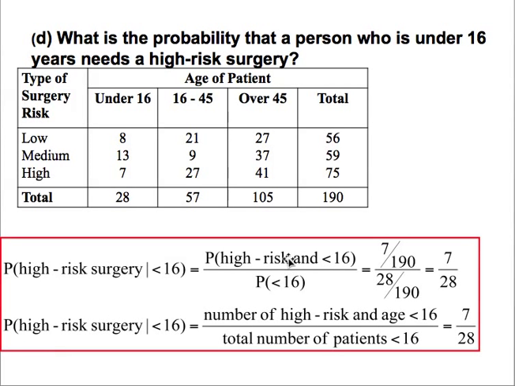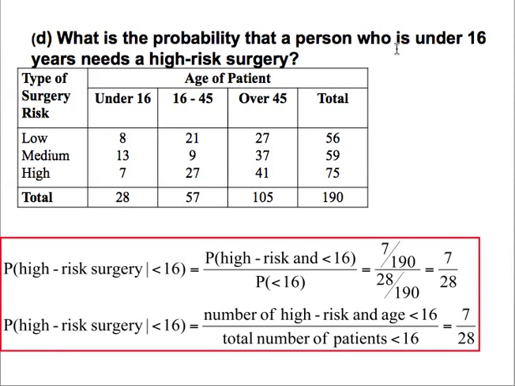Probability of a high risk surgery and less than 16 years is 7, as you can see from the table, over 190. Probability that the patient is less than 16 years is 28 over 190. That works out to be 7 over 28. All right. We can also just simply look at it in terms of the simple probability, the number of favorable outcomes over the total number of possible outcomes.